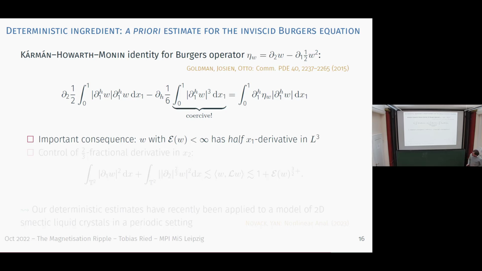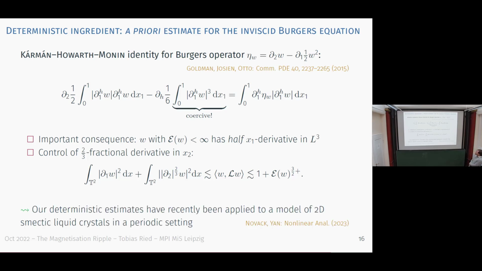And this you can use to control, first of all, the harmonic part of the energy by a suitable power of the anharmonic energy, which also reveals that with the energy you not only control the D1 derivative, but a fractional derivative, namely a 2/3 fractional derivative in the x2 direction. And that's sort of the compactness that you gain from this Kalman-Hubbard-Monin identity, which is in the background of our deterministic analysis to show gamma convergence.